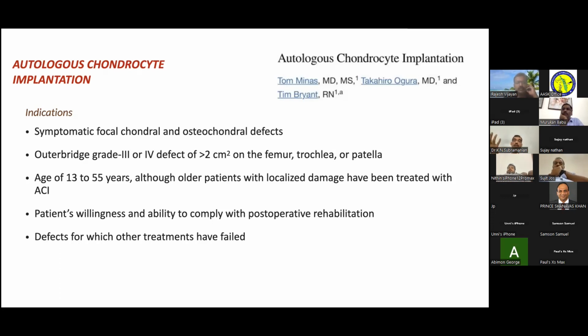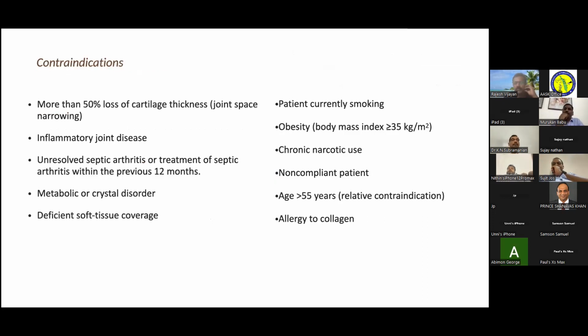In the patella, you cannot do OATS at all. I have not seen patella done with OATS, because it is only done nicely in the medial femoral condyle. So other areas you can try with autologous chondrocyte implantation.